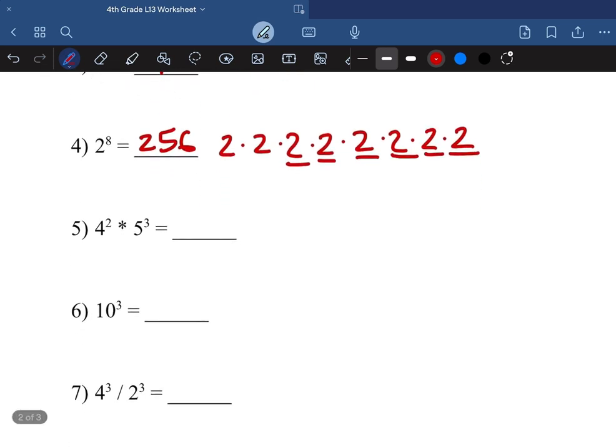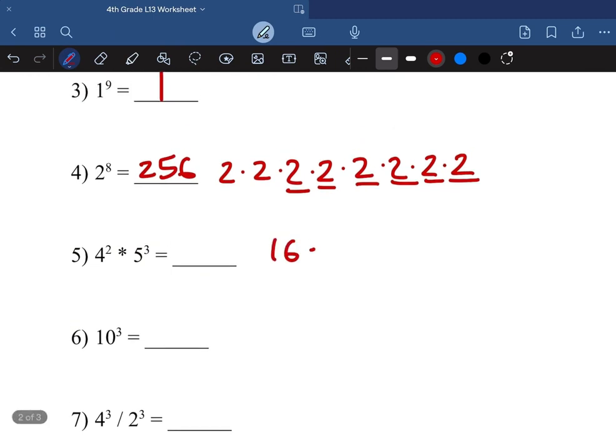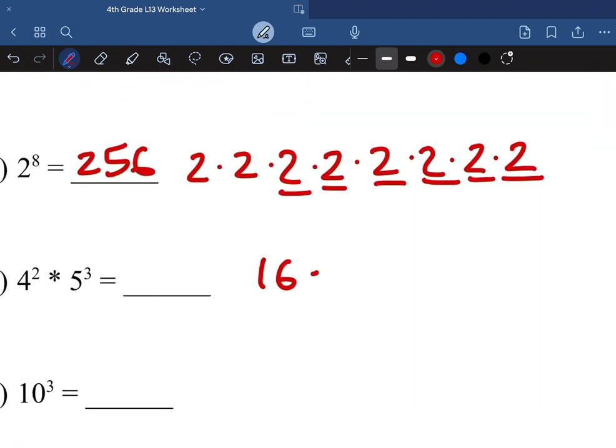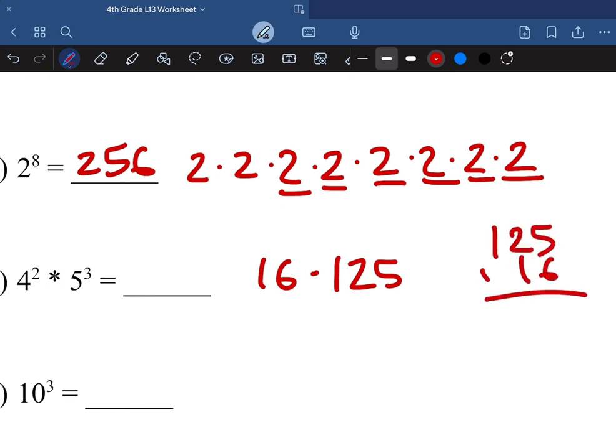Number 5, we have 4 squared times 5 cubed. 4 squared is 16. 5 cubed is 125. 16 times 125: 6 times 5 is 30. We carry the 3. 2 times 6 is 12 plus 3 is 15. We carry the 1. 6 times 1 is 6, plus 1 is 7.